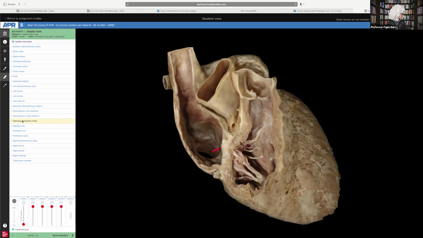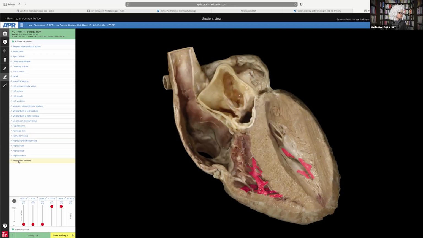Going back to the right atrium, you're going to have an opening for a vein called the coronary sinus. This vein returns blood back from the heart muscle to the right atrium. In the atria, you also have what we call pectinate muscles. We can see these in the auricles of the atria. These are ridges in the myocardium.